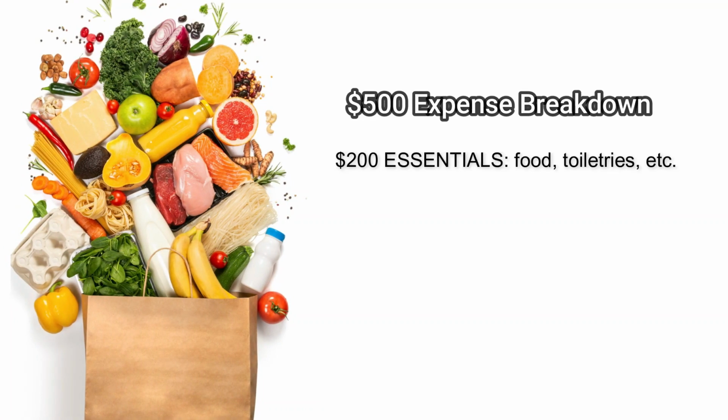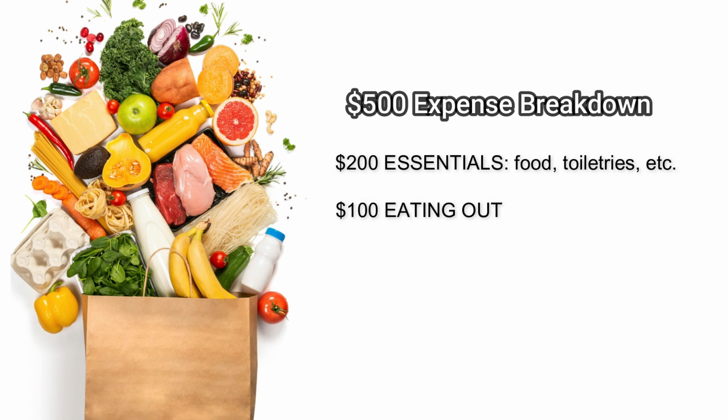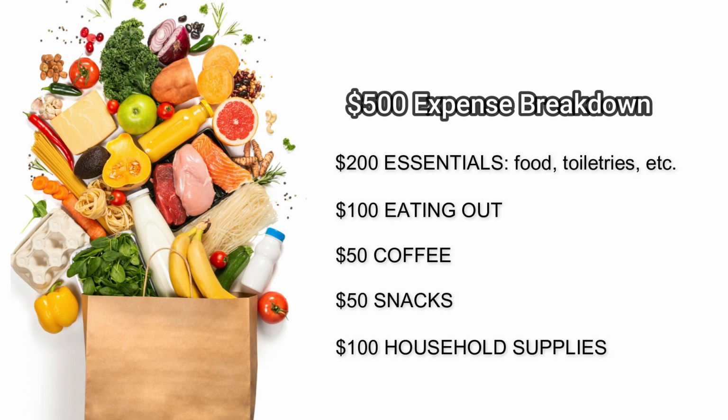To better understand how zero-based budgeting works, let's explore an example, shall we? Let's say that you have a monthly budget of $500 for groceries. In a zero-based budget, you would start with that $500 and allocate every dollar to specific items based on your needs and wants. So your budget breakdown might look a little bit like this. $200 for essentials like food, toiletries, etc. $100 for eating out. $50 for coffee. $50 for snacks. $100 for household supplies.